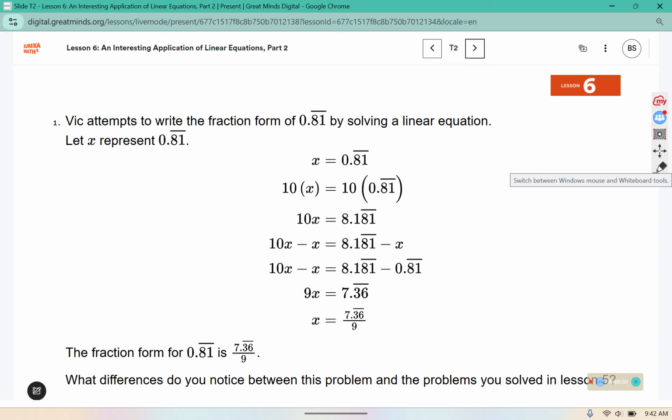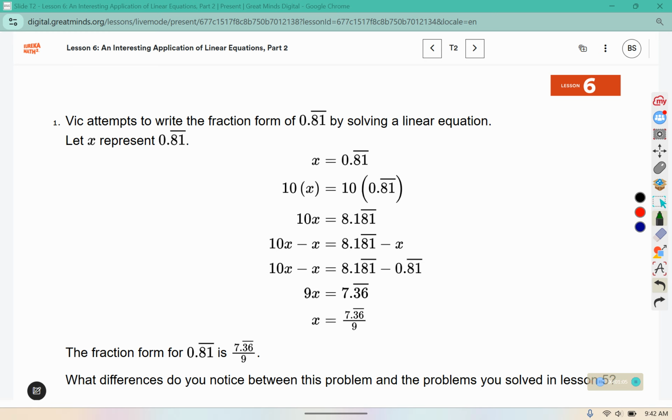Vic attempts to write the fraction form of 0.81 repeating by solving a linear equation. First, they let x represent 0.81 repeating. Then they multiplied by 10, so now it's 8.1, and then the 8s and the 1s keep going. They subtracted x from both sides, leaving them with 9x, but then they end up with this piece here. And we don't want a repeating chunk in our fraction. We want to rewrite it as a fraction with whole numbers for our top and bottom, or integers.